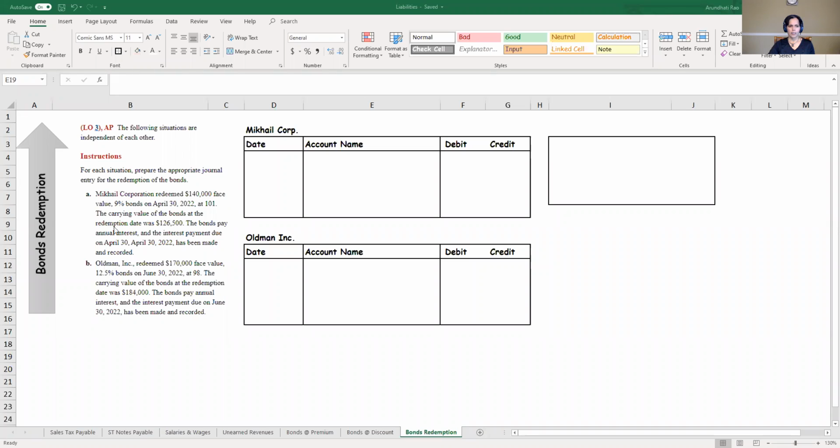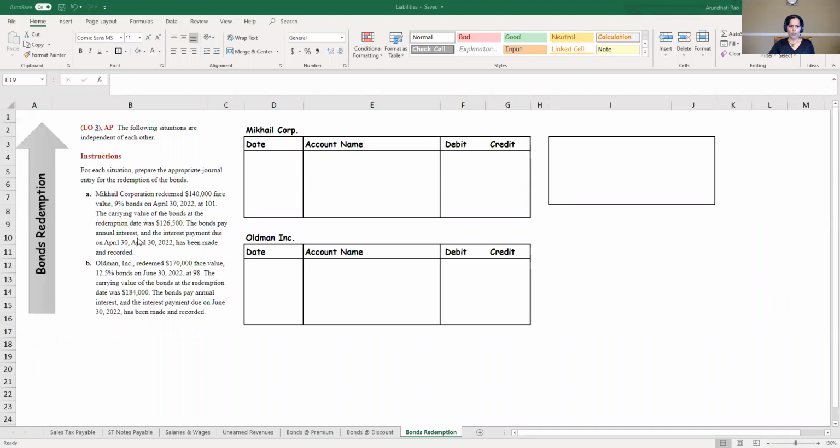So here's the example we're going to work with. We have two separate cases. The first one, we have Mikkel Corporation that is redeeming. Redeeming simply means it's paying off $140,000 face value, 9% bonds on April 30th, 2022. They're going to repay it at 101, which means they're going to pay 1% more than the face value. The bonds had a carrying value at the redemption date of $126,500.